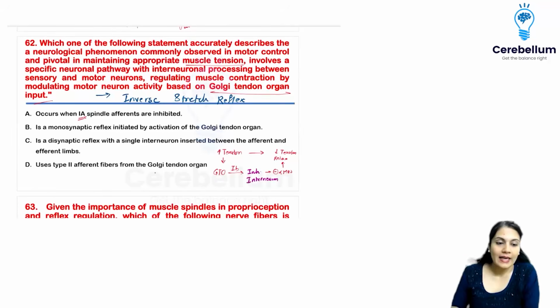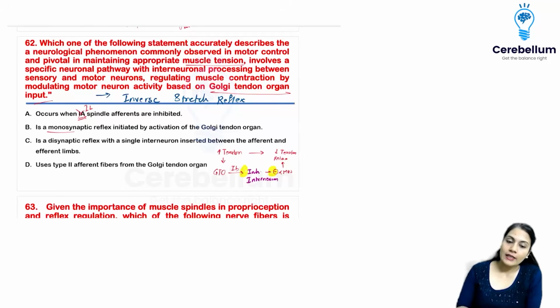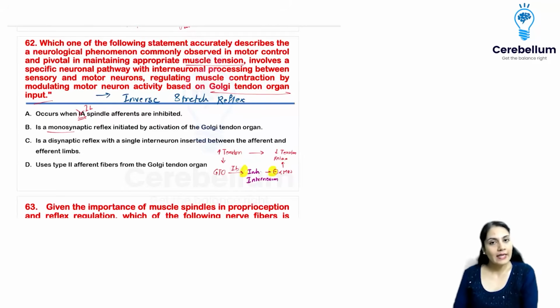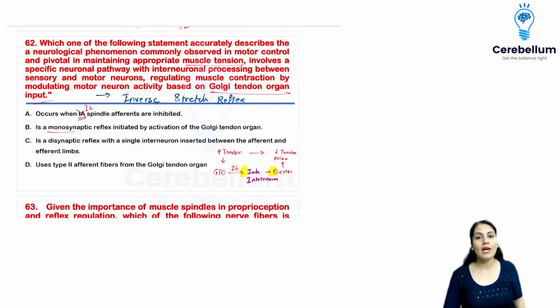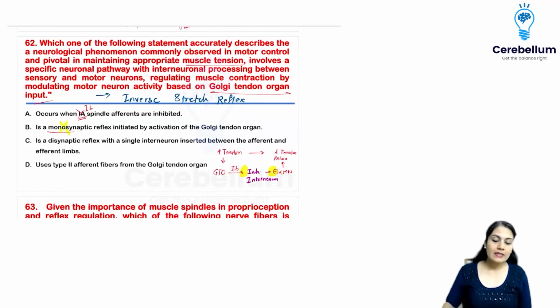Is it going to be 1A afferent nerve fiber? No, it is 1B, not 1A. Is it monosynaptic? No, it is disynaptic. One synapse is going to be here, another synapse is going to be here. One synapse is between the Golgi tendon, the 1B afferent neuron and the inhibitory interneuron, and then from the inhibitory interneuron to the alpha motor neuron. Communication between two neurons is known as a synapse. So there are two synapses. It's not monosynaptic, it is disynaptic. So this is also not true.